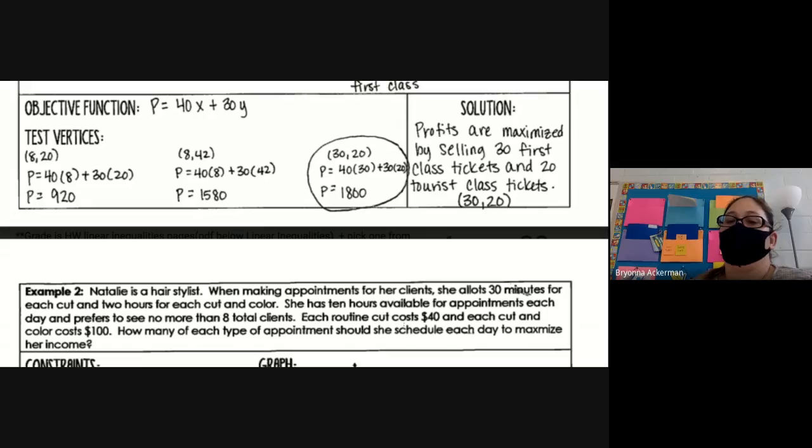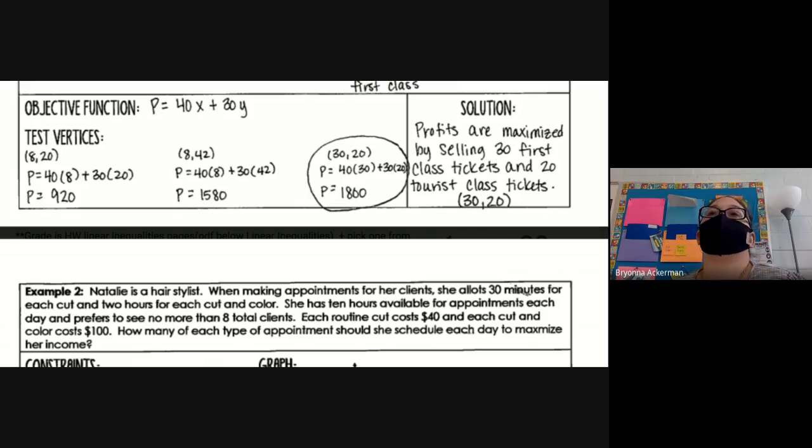So she goes for one haircut, it's $40. For someone that's doing a cut and a color, it's $100. How can she maximize her money while following her restrictions? So her restrictions are 10 hours of work, 8 or less clients. Well, which one's worth more money? The cut and the color, right? But it takes 2 hours.